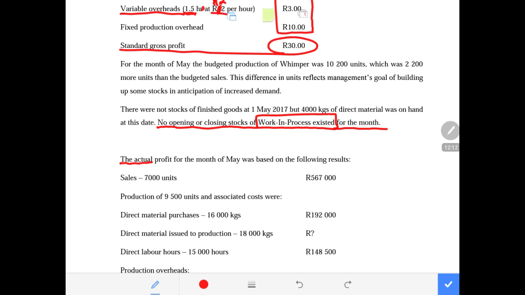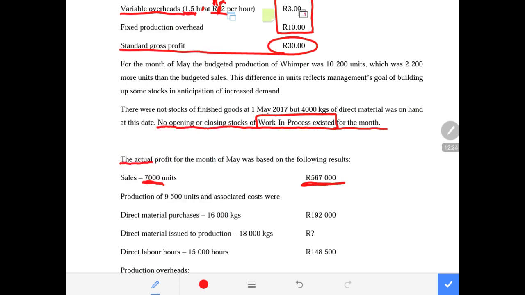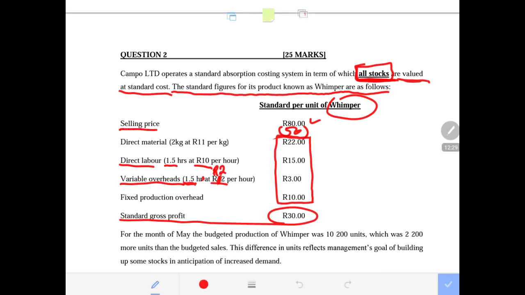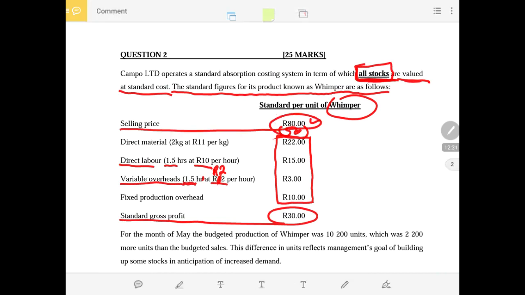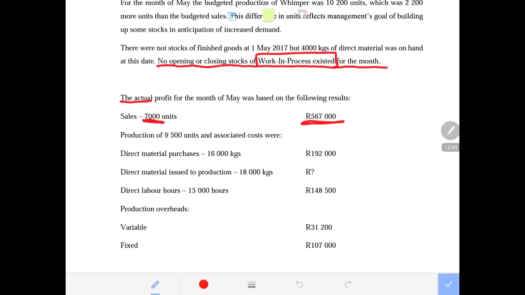We have our sales, and our sales are 7,000 units, and they amounted to 567,000 rands in total. That is the total sales amount. It's not the selling price per unit, because our budgeted selling price or our standard selling price per unit was 80 rand. So obviously the actual selling price cannot be far away from the standard selling price. So obviously, the 567,000 rands becomes the total sales value for the 7,000 units that were sold.